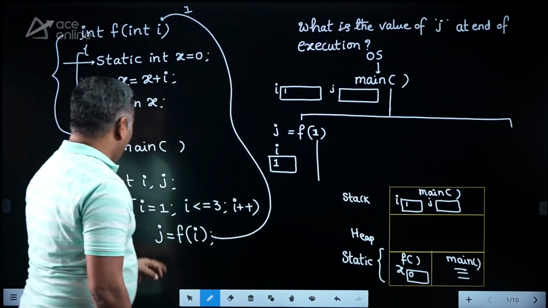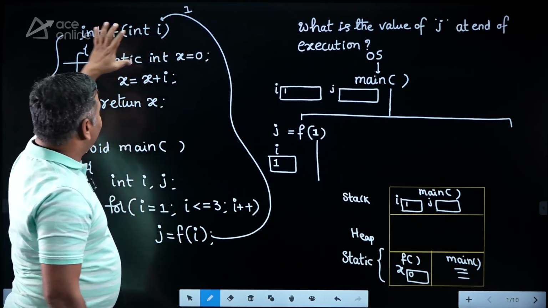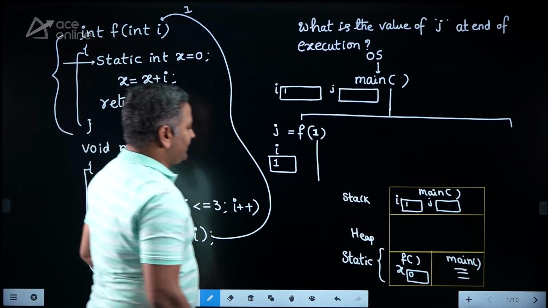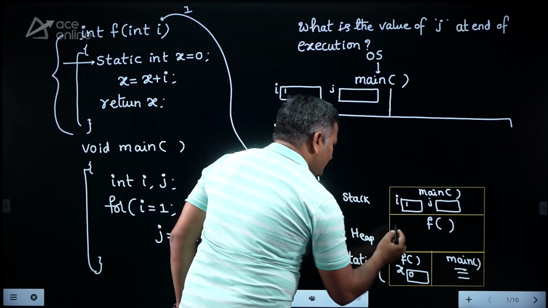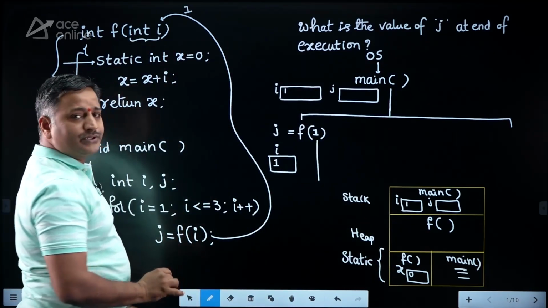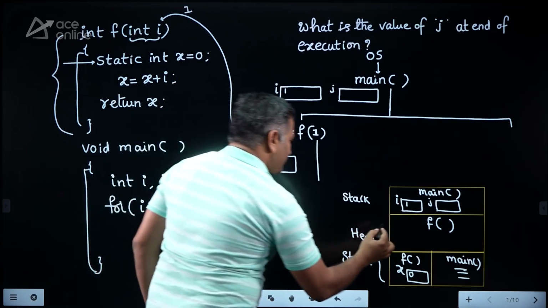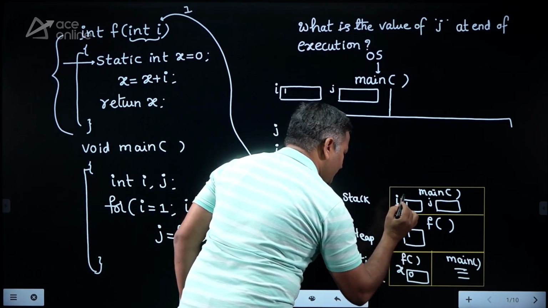Okay. Afterwards, I am calling function f, then control will be transferred to the called function. This activation record will be loaded into stack memory. So therefore, f of 1. This variable is called a formal parameter. You know, the formal parameter will be stored in stack memory. Therefore, create the formal parameter now. Int I equal to 1.